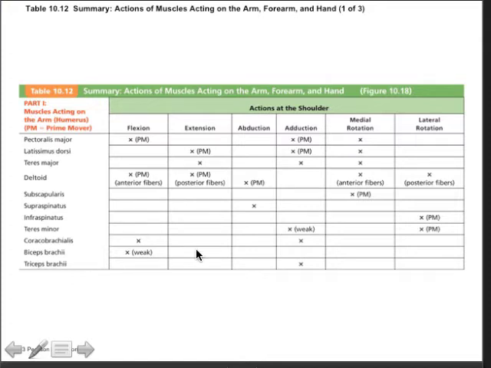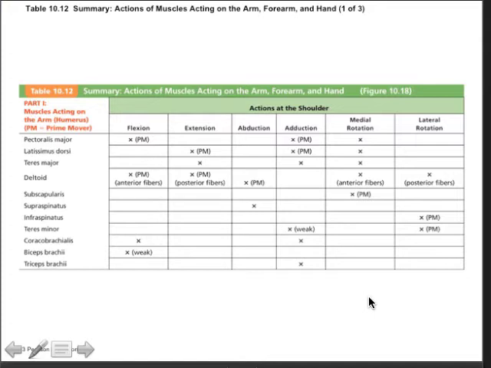Okay, so what you can see are the different actions. All right, and essentially you've got a choice of 6 actions here, right? You can flex the arm, which means in anatomical position you're raising the arm up and decreasing the angle between the arm and the plane of the body, the coronal plane of the body.